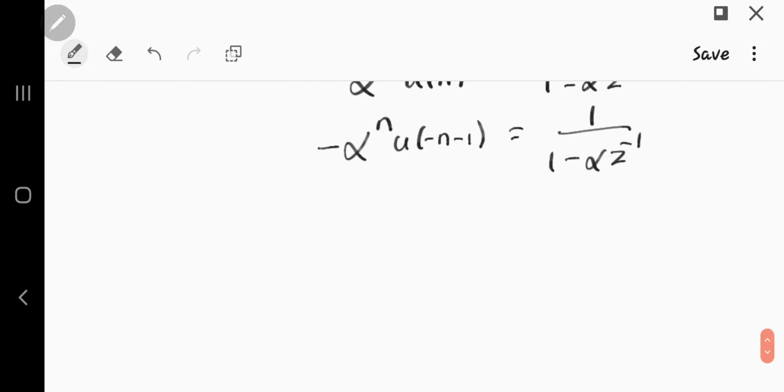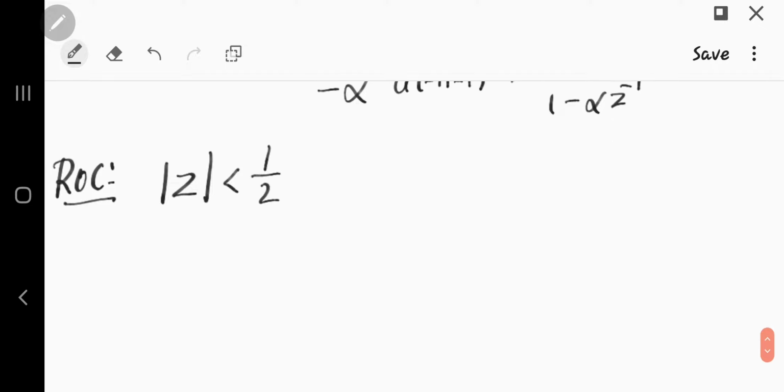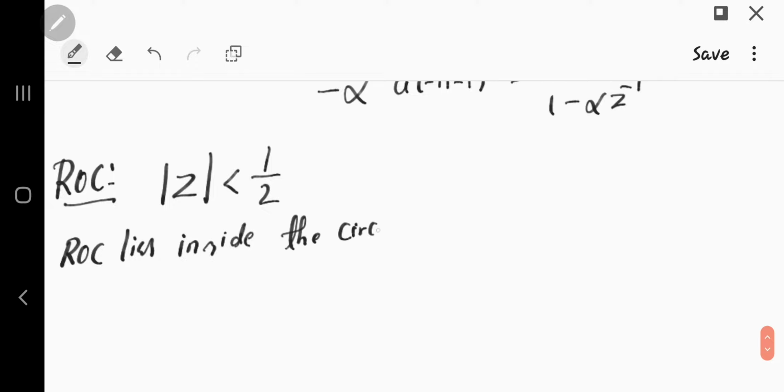You can refer to that. So now continuing with this, we have the ROC: the magnitude of z is less than 1 by 2. That means the ROC lies inside the circle of radius 1 by 2.